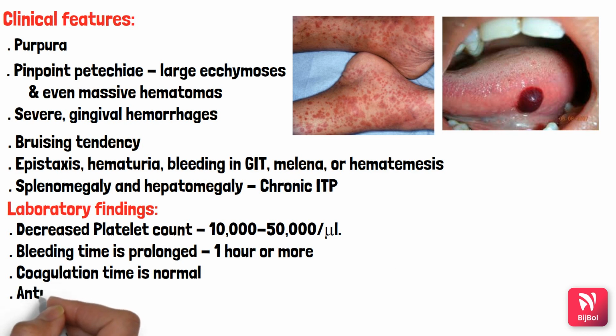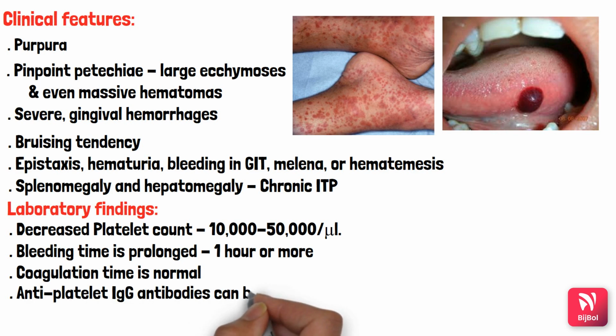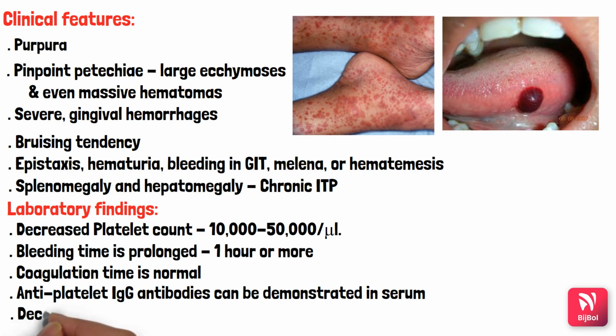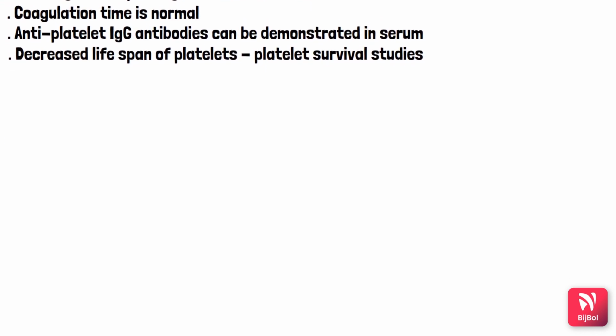And if it is autoimmune, that is chronic ITP, then if we do serological tests, we can even see antiplatelet IgG antibodies within the serum. And upon platelet survival tests, the platelet lifespan here will be decreased. The normal lifespan of platelets is around 7 to 10 days. So here the lifespan of platelets will decrease lesser than that. That can be determined by platelet survival studies. So this is about thrombocytopenia.